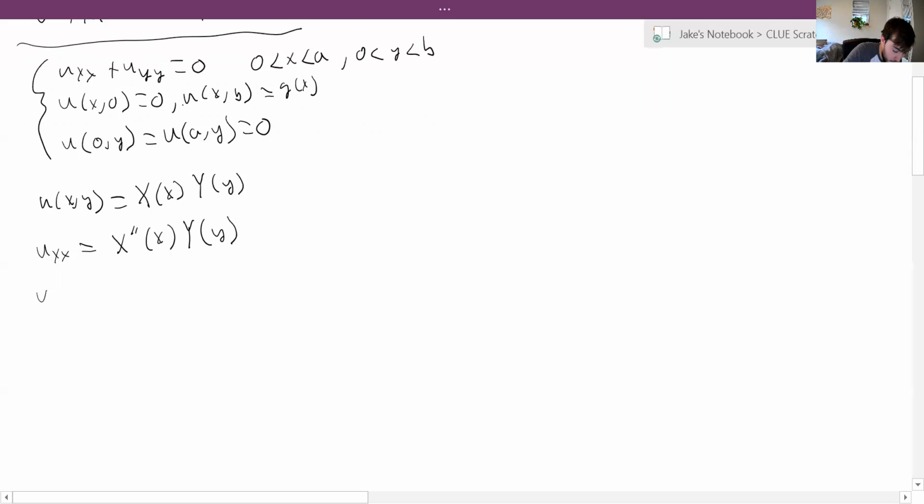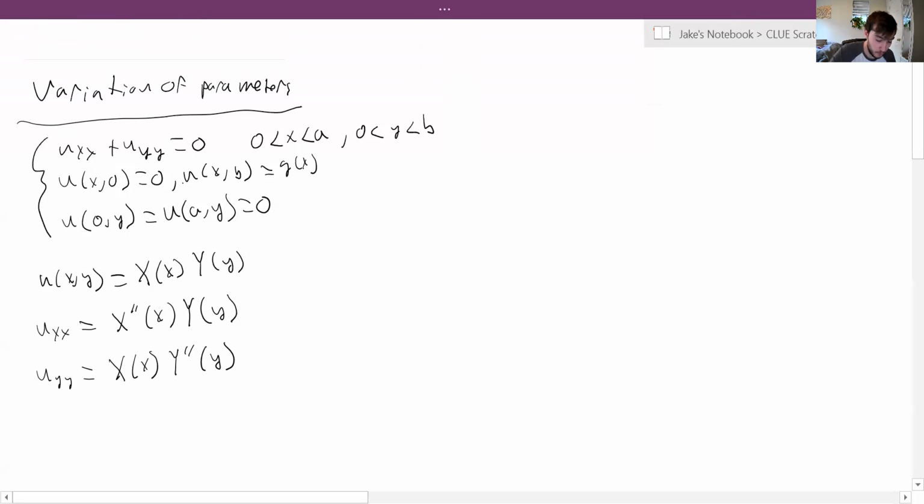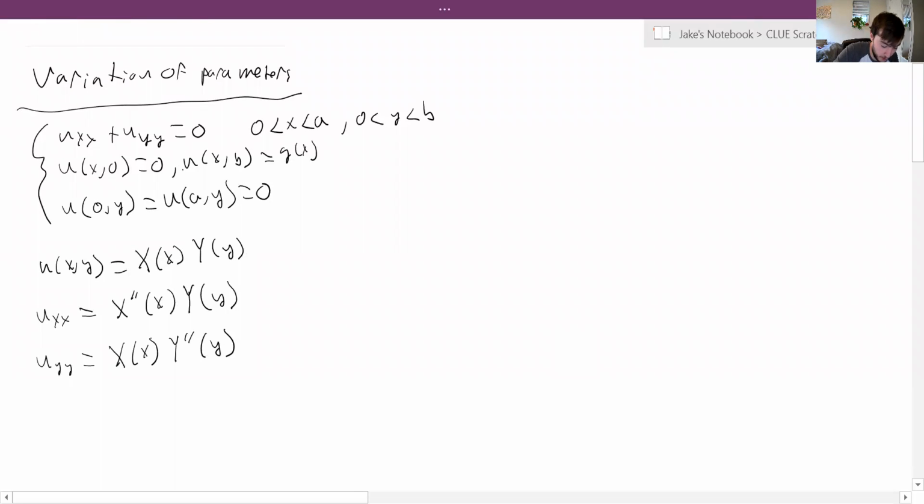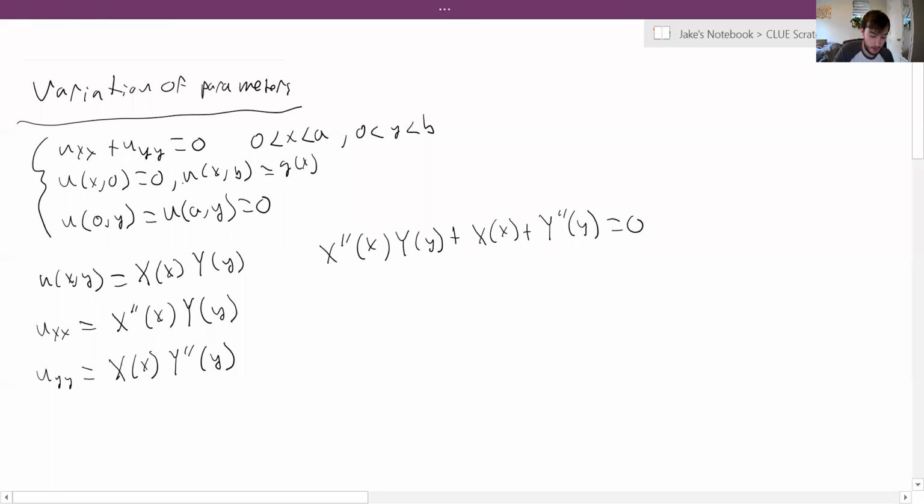So you can probably guess where this is going. u sub double y is just X of x. We treat that as a constant, and then we take the second derivative with respect to y. Remember, u sub double x plus u sub double y equals 0. So great. Let's do it. Awesome. So this is just applying our first condition. This is just adding this and setting it equal to 0.